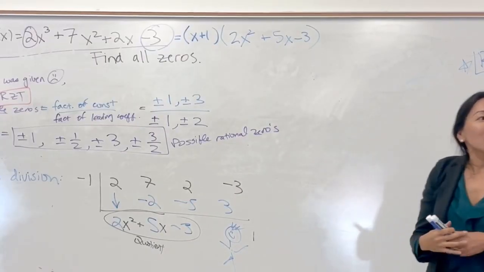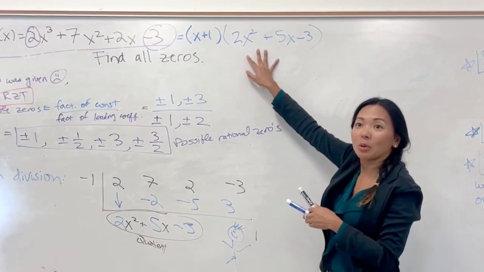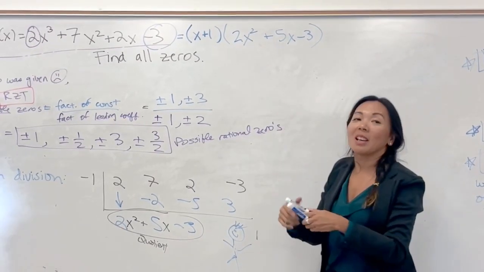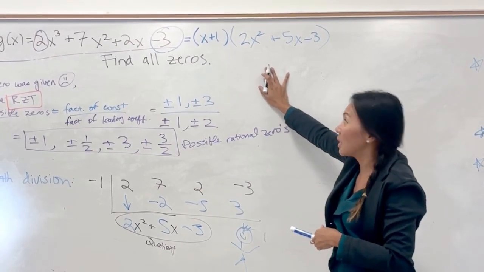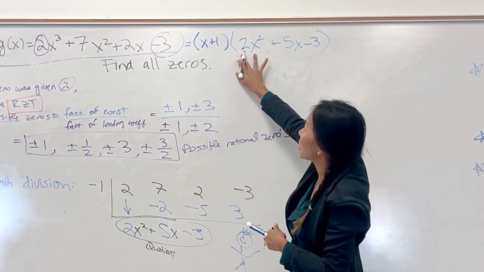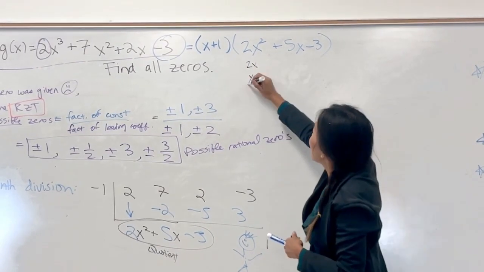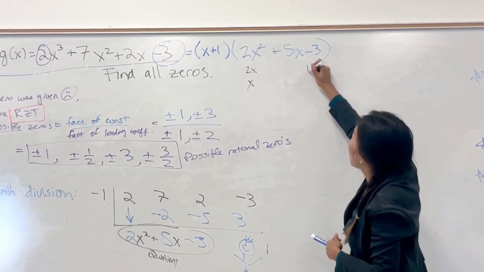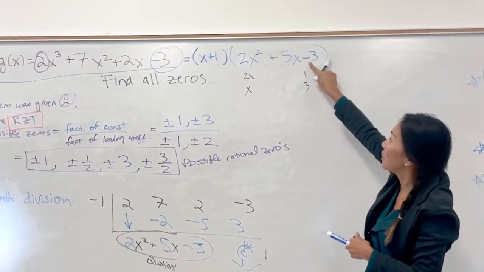Factor. Can I factor this? I see you guys say yes. If we can't factor it, what must we do? Quadratic formula. But if we could factor it, then we're happy, right? So using x box to factor this, what 2 numbers multiply to give me 2x squared? 2x and x. What 2 numbers multiply to give me 3? 1 and 3. One of them has to be a negative, right? Because this is a negative.